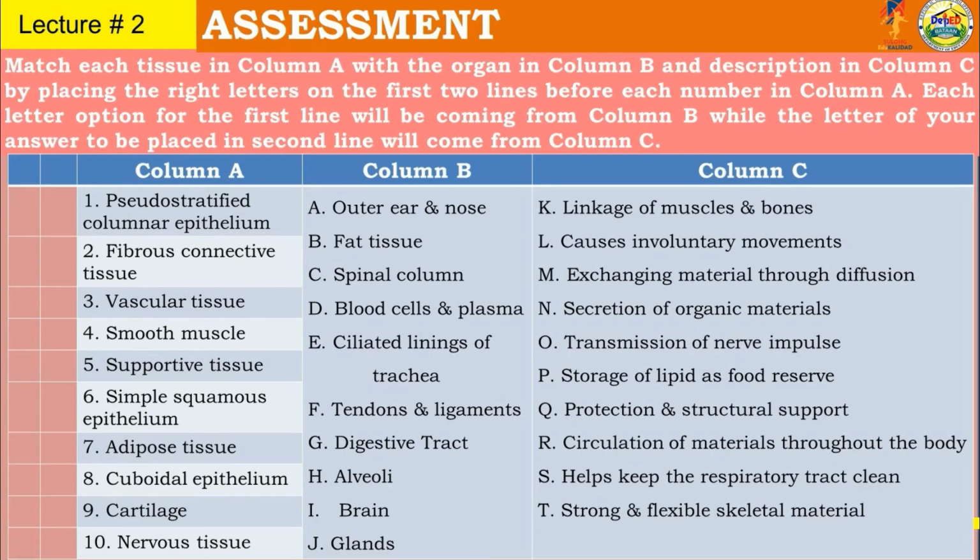For the instruction, we're going to match each tissue in column A with the organ in column B and description in column C by placing the right letters on the first two lines before each number in column A. Each letter option for the first line will come from column B, while the letter of your answer to be placed in the second line will come from column C. I will give you 5 minutes to finish this assessment.